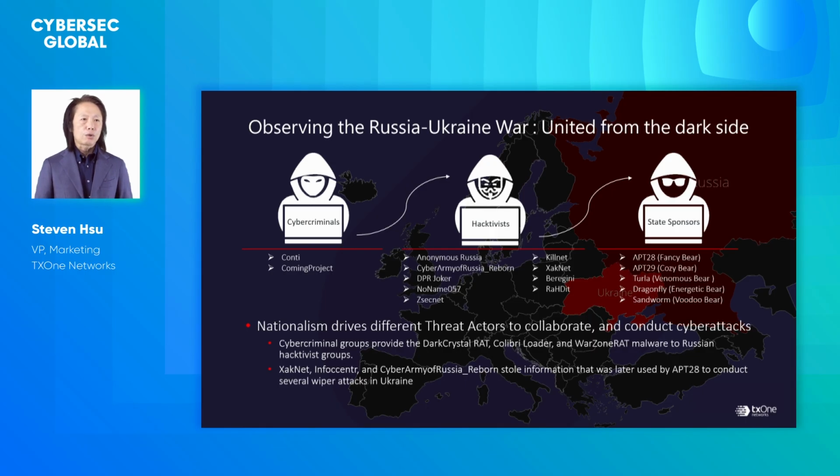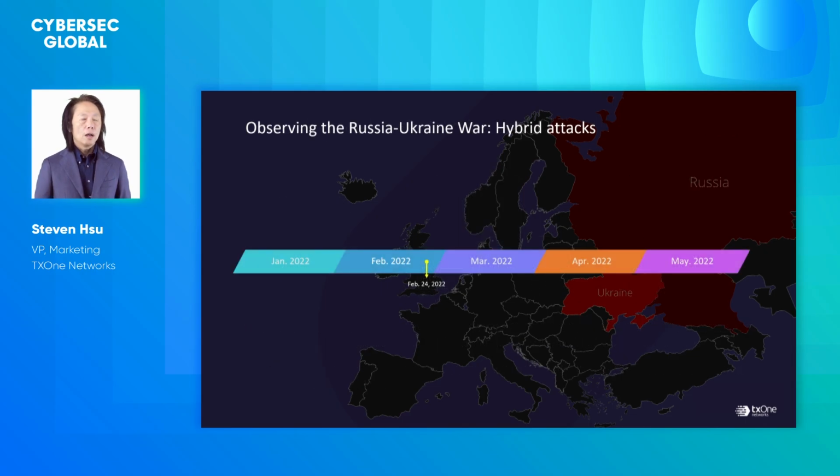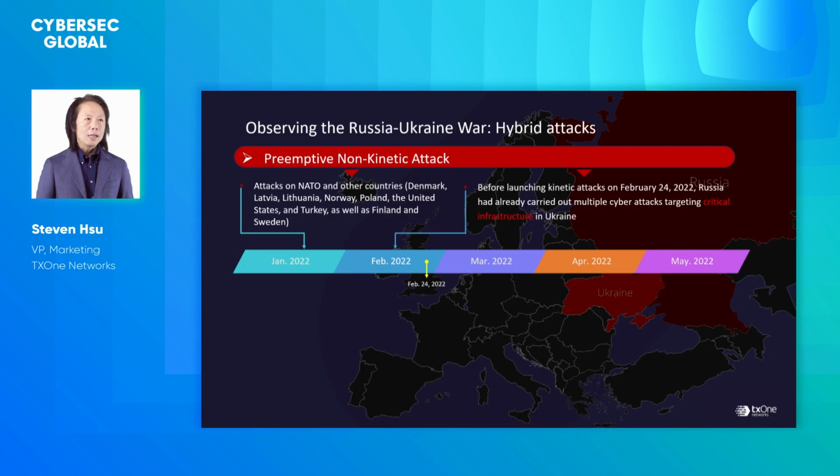So the remaining question to us is, during the warfare, we are facing very strong cyber attacks. How about from the defender side? It's challenging for cybersecurity solution providers to work together during the warfare. Another observation is hybrid attack. While Russia conducted a kinetic attack on February 24, 2022, they had already conducted several preemptive non-kinetic attacks.